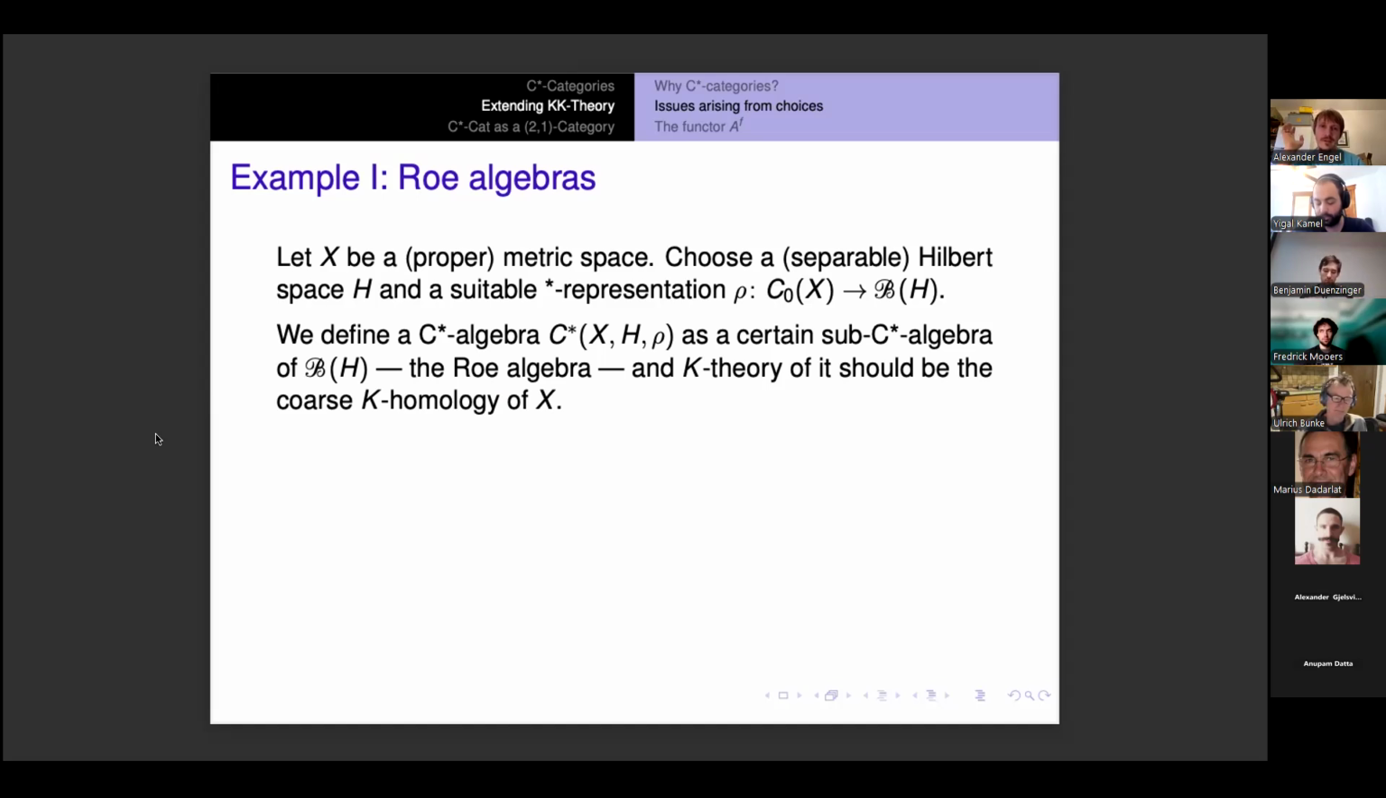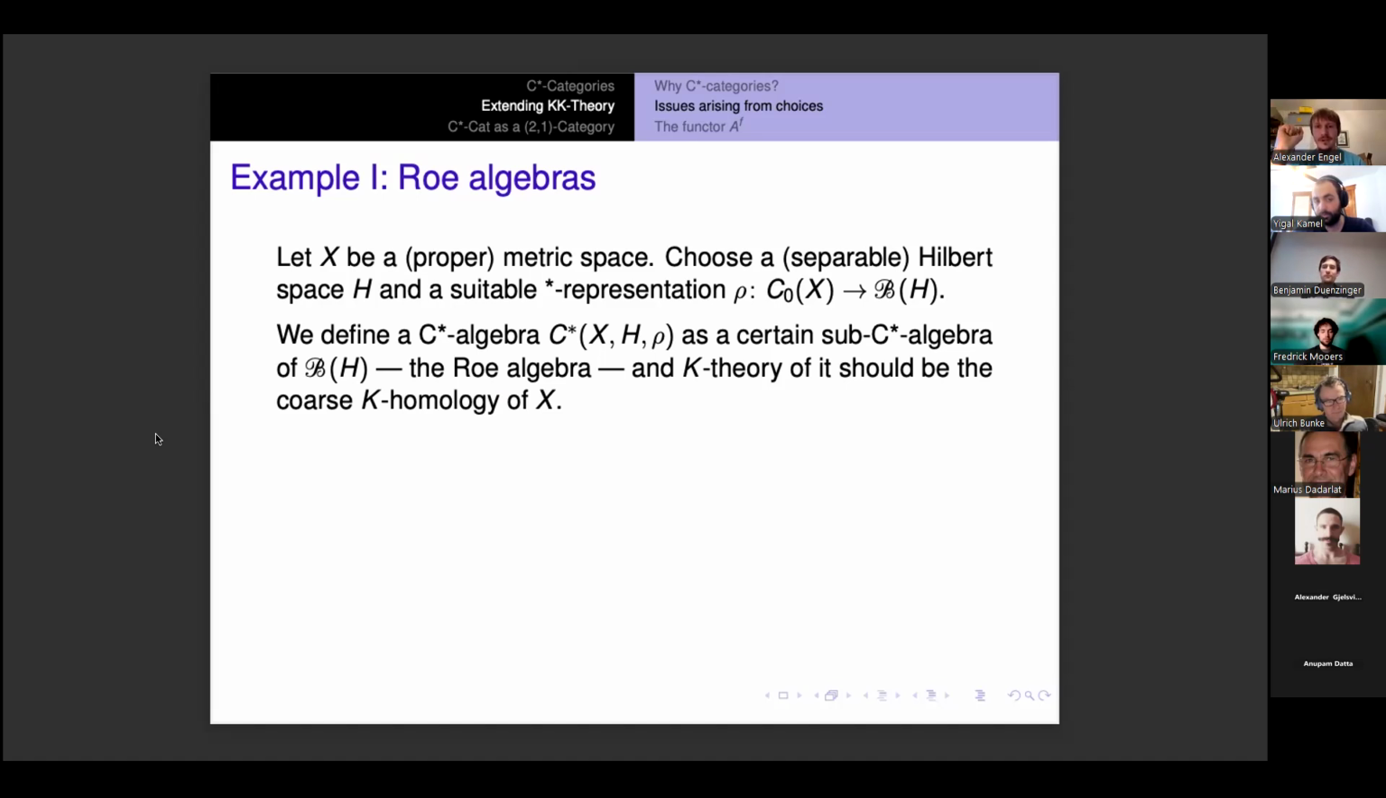So say you have a proper metric space X and you want to define coarse K homology of X. What you classically do is you choose a separable Hilbert space H and a suitable star representation of the C0 functions of X on this Hilbert space. I don't want to say what suitable means here. It doesn't matter.